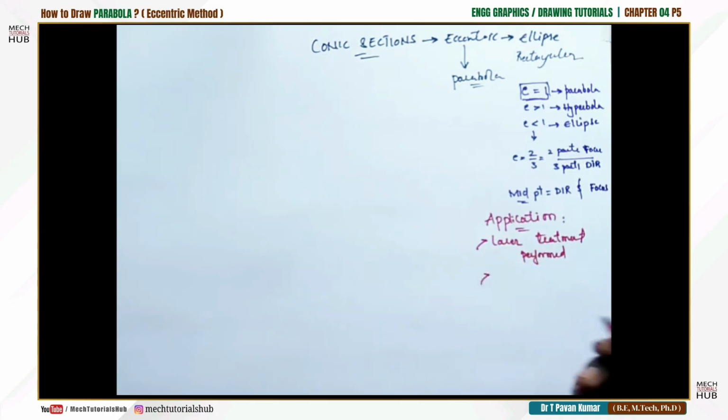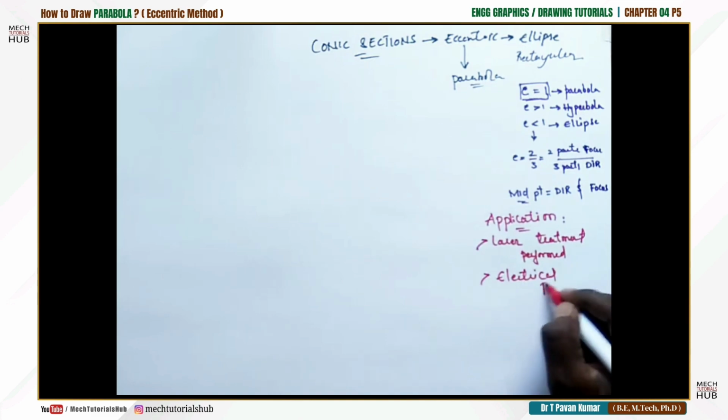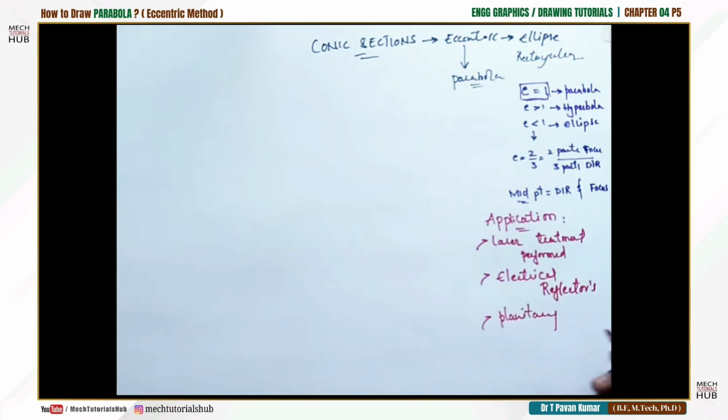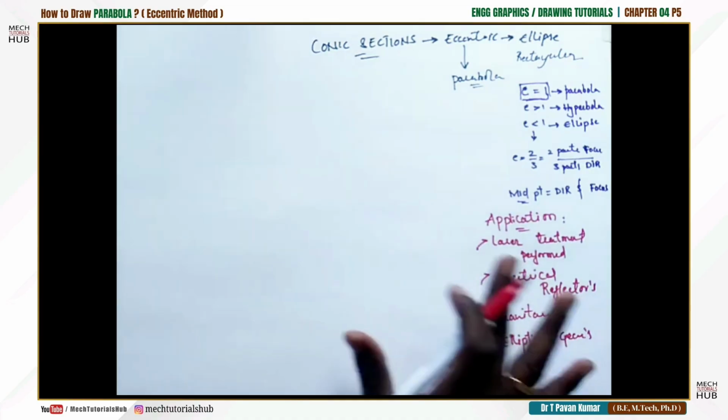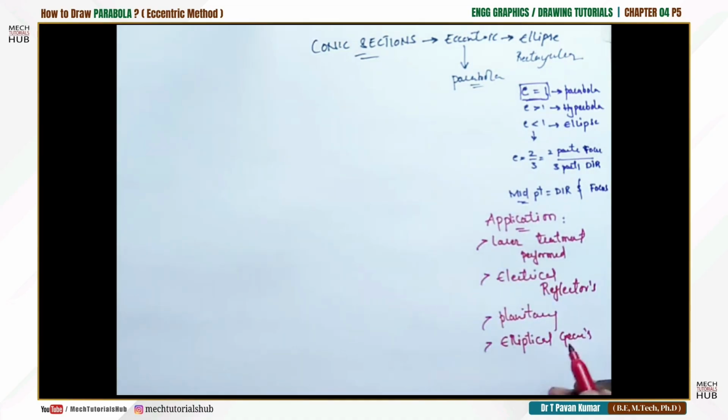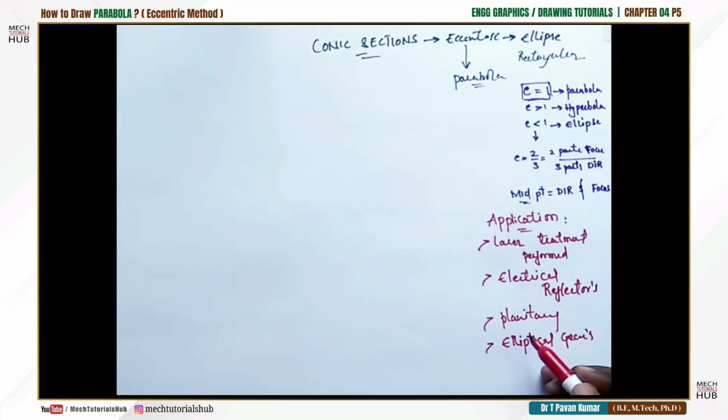Other than this, in the case of electrical reflectors also this concept is applicable. Similarly, in the case of planetary arrangement, and also elliptical gears. So there are many other applications. This is not just something we are drawing for our understanding; there is a lot more scope in application also. If you could remember these terms, it would be better to answer if you come across any of the viva questions in and around.